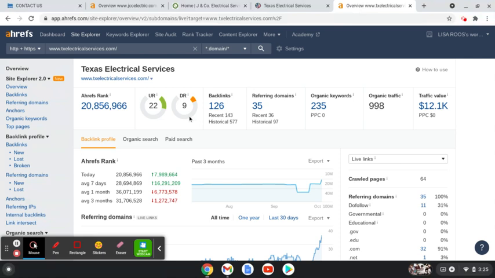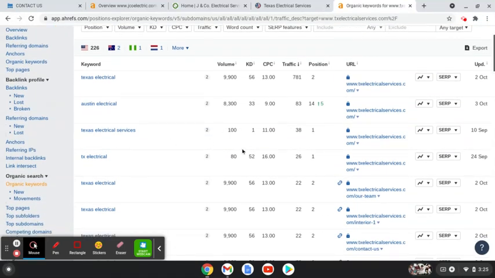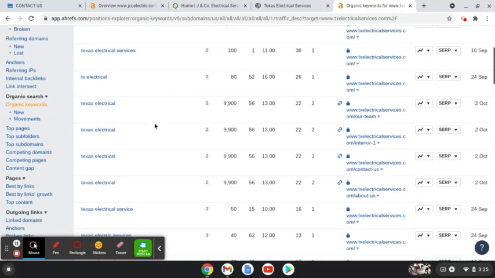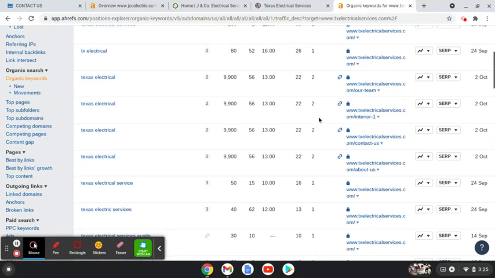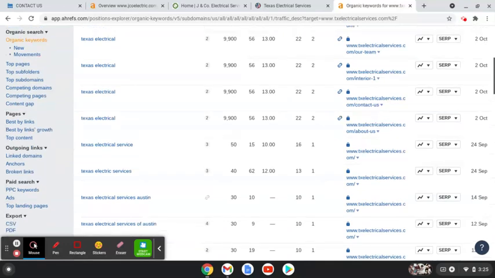Their UR and DR are significantly higher. They have over 120 backlinks, and they are ranking for 235 keywords. Why this is important is I'm going to show you a couple of them. Texas Electrical is being searched 9,900 times a month, and they're in the second position. Texas Electrical Service is being searched 100 times a month, and they're in the number 1 position. I can keep going, but as you can see, this particular website has a lot of these number 1 hits. Now, it's not that you couldn't get there.